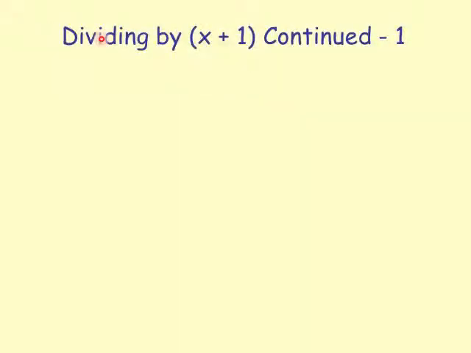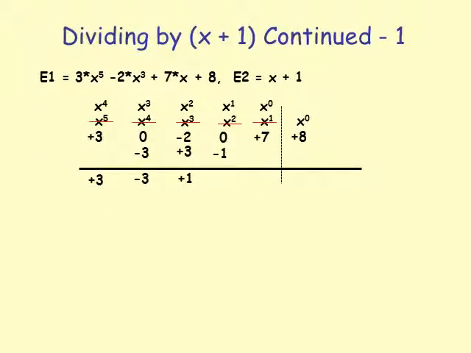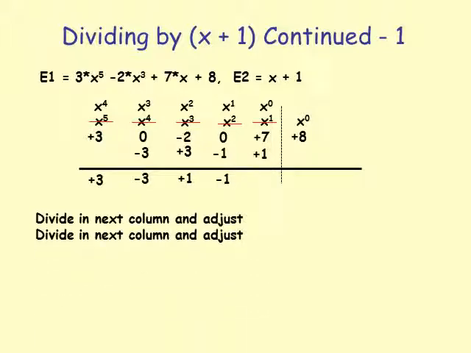Okay, let's continue to divide again here. Now we're going to divide by x plus 1, and we'll continue the example. So far, plus 1 was the quotient here, and minus 1 was the adjustment. Now we'll divide in the next column and adjust. The next column is minus 1, and the adjustment is plus 1. Now we'll divide in the next column.